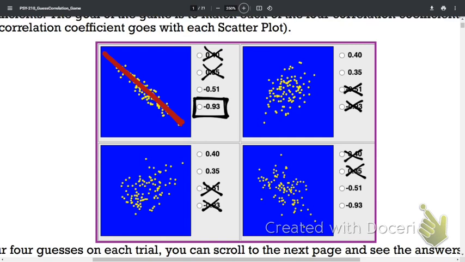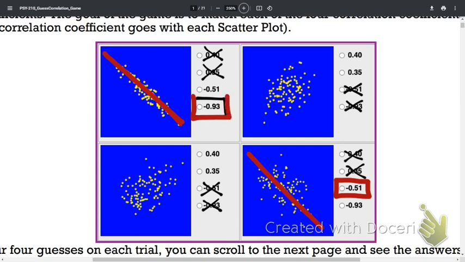Down here, because that scatter plot is much more spread out, there are data values that are nowhere near this. So this line, I couldn't use that equation to make accurate predictions about any of these cases out here, any of those individuals. So far, so good? Okay. So if that one is my negative 0.93, this one would have to be what? Yes. Negative 0.51.